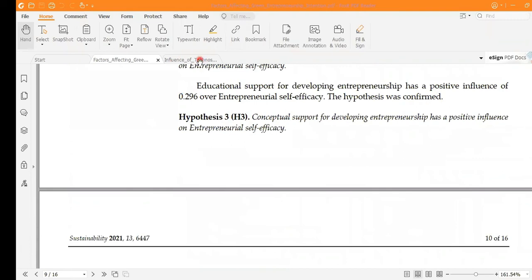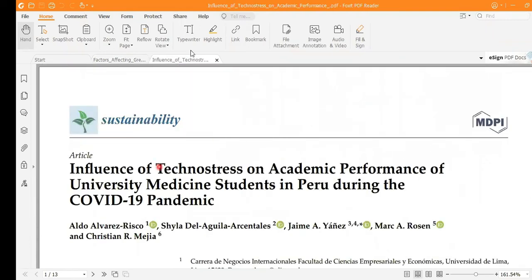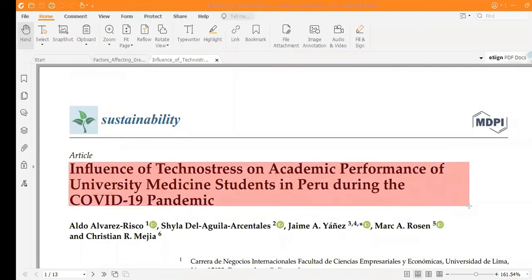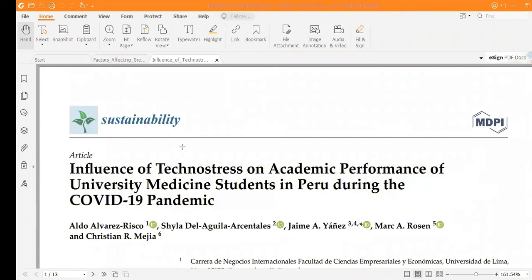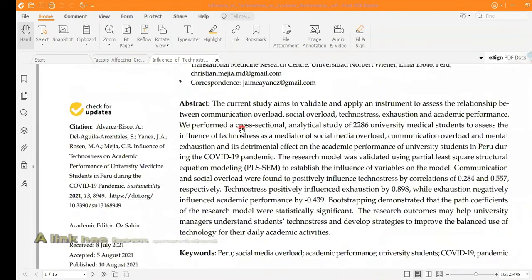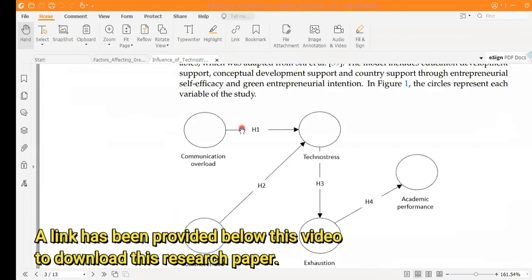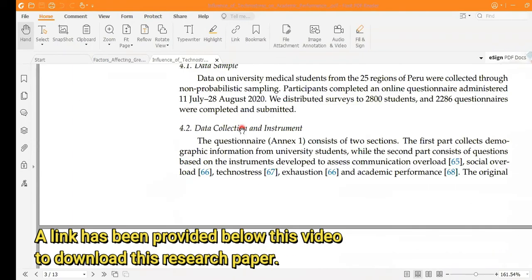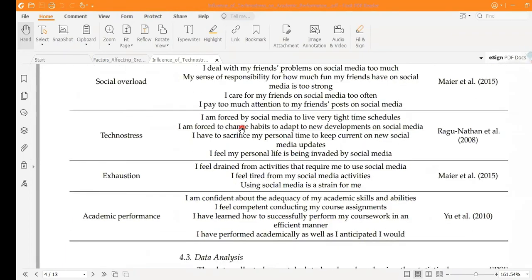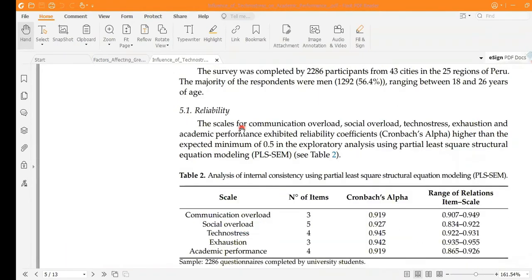Another I want to show you. This is also a very interesting paper: influence of the stress of the technology on academic performance of university students. It's also a good paper, and by the way, I have provided the links of these two research papers behind this video. Quickly, we are going to our desired results. Now this is a model. These are hypotheses, methodology, data collection, and then results are there.